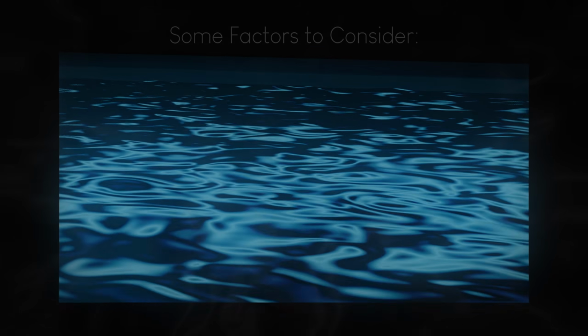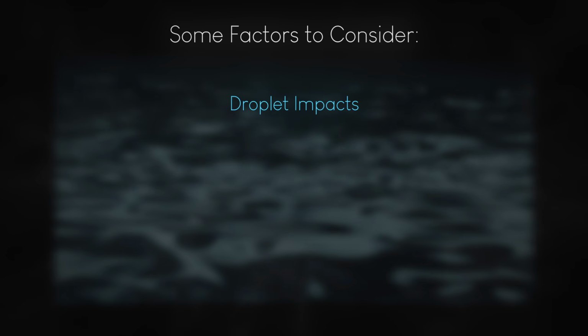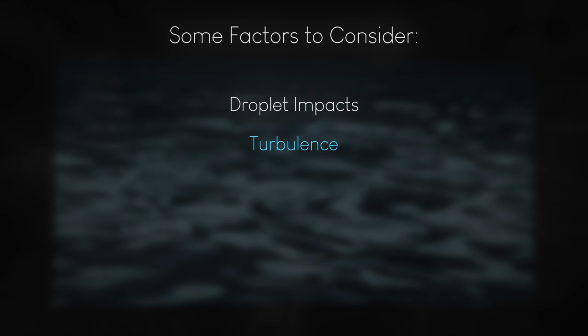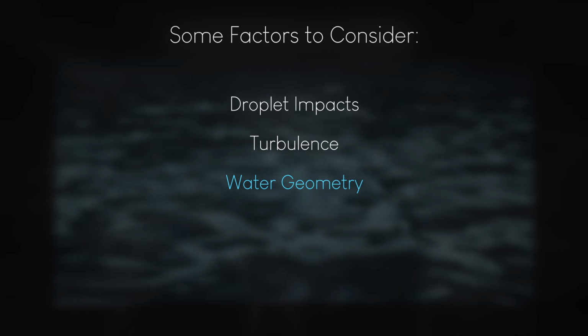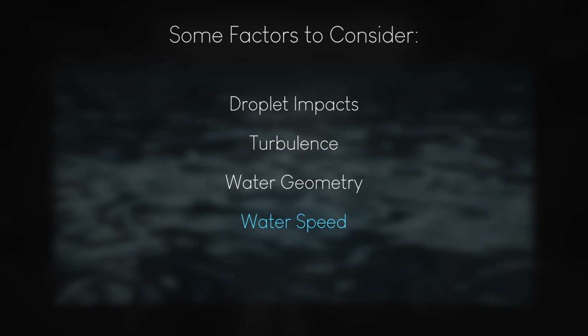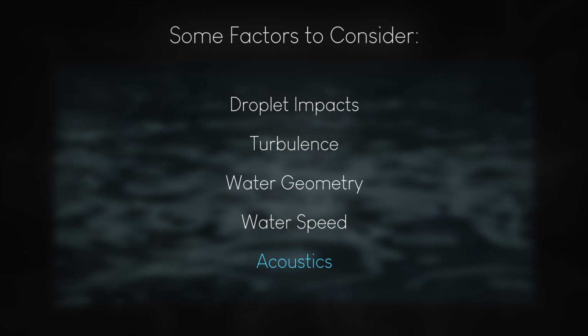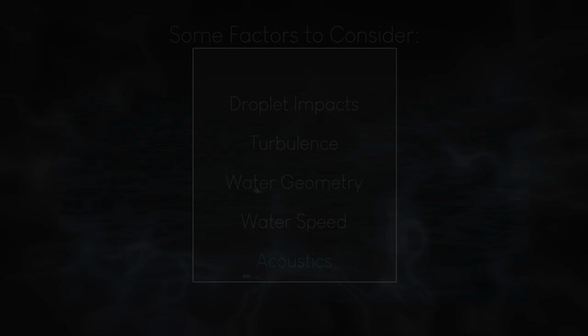The sound of flowing water is the product of many complex factors, including droplet impacts, water turbulence, the dimensions of the water, the speed of the water, and the acoustic properties of the surrounding space. The simplest of these sounds is the plink sound generated by water droplets.